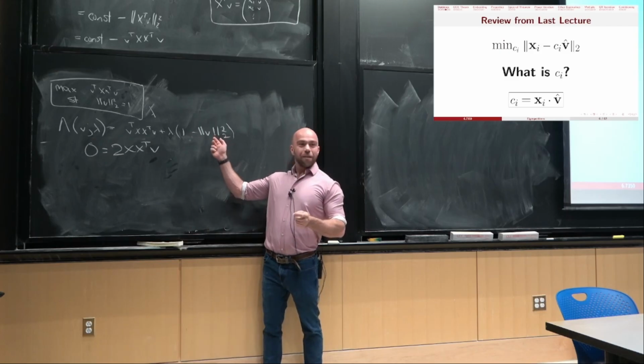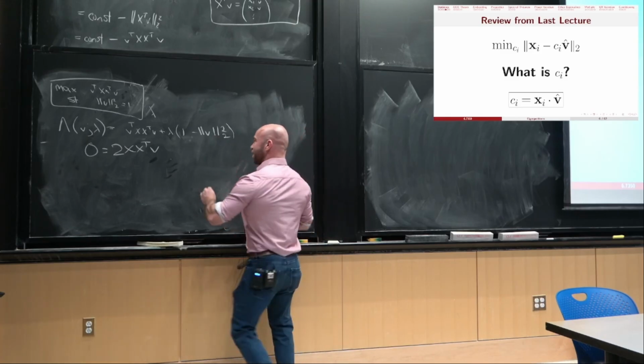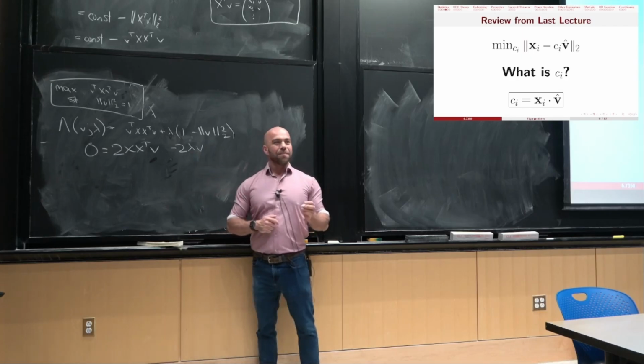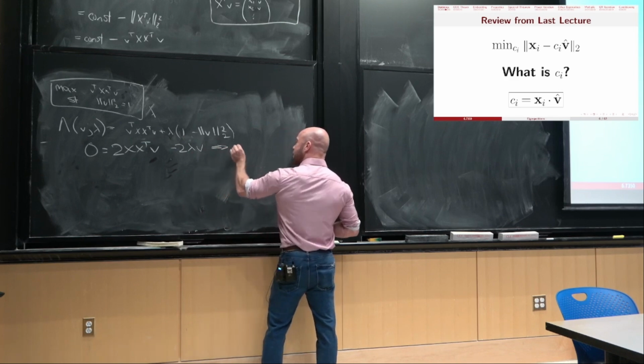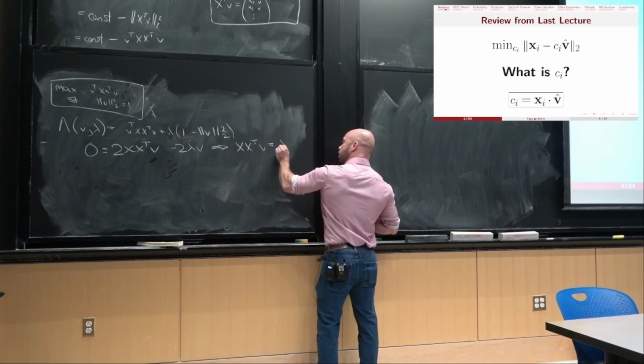Okay, and what is the gradient of the norm of V squared with respect to V? Yes? Yeah, that's right. So 2 lambda V. Okay? So from this expression here, we can conclude, ta-da, X transpose V equals lambda V. Cool?